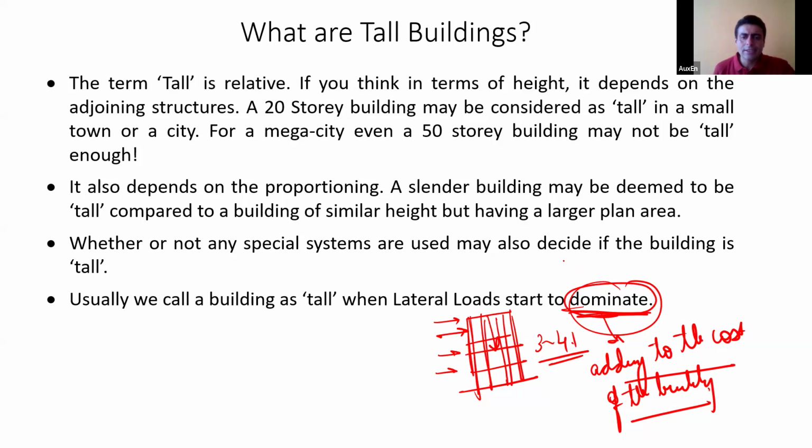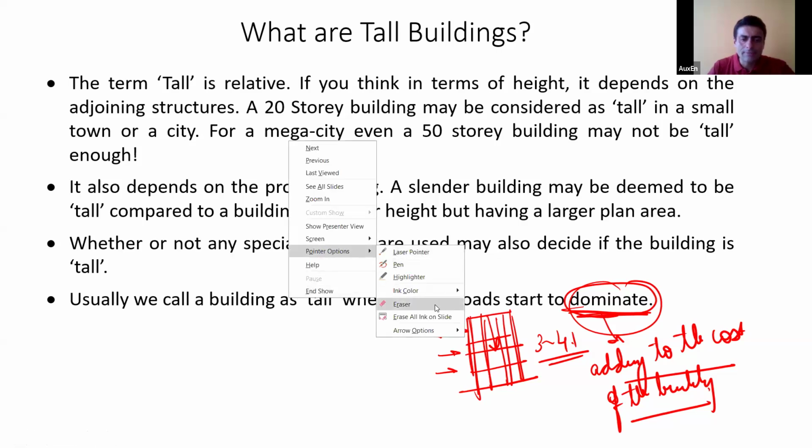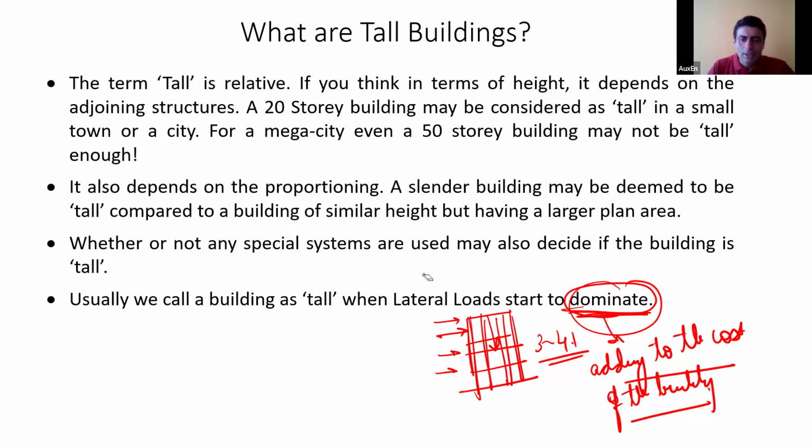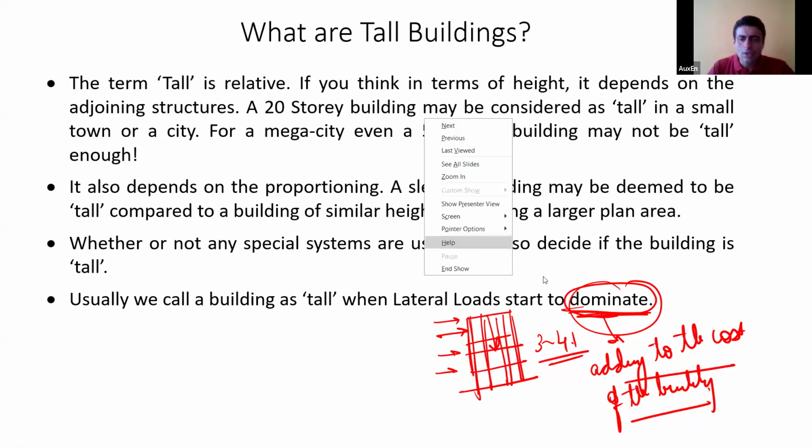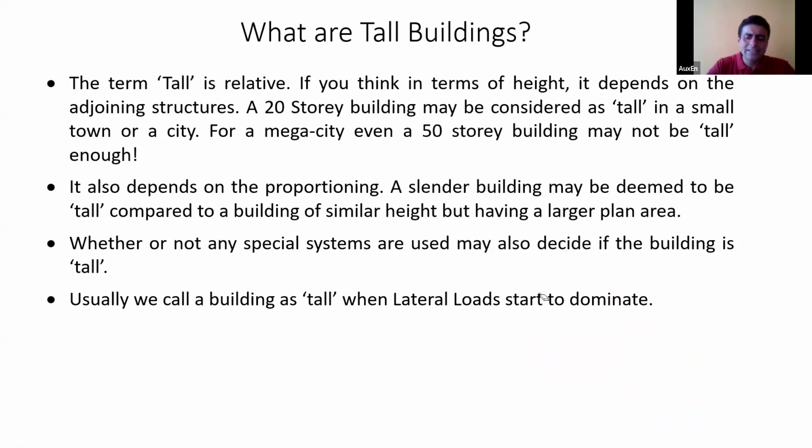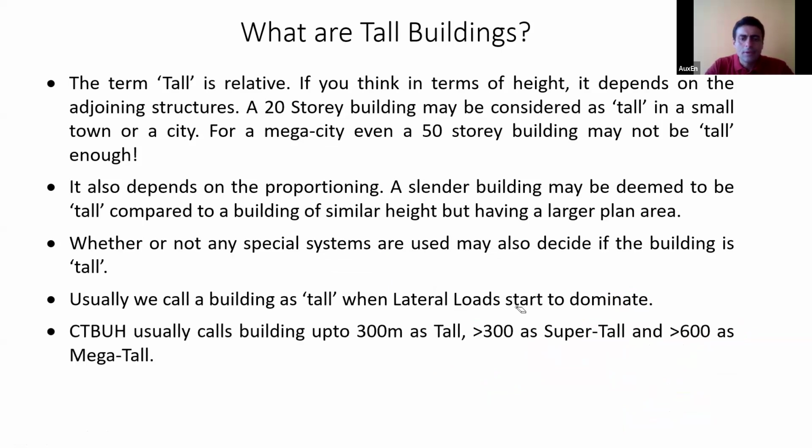Generally in G+10, as I just said, your height and the aspect ratio or the plan size may not be such that lateral loads are dominating the overall design. We will design for lateral loads. The lateral loads will add to the cost also, but it's not going to be a very steep cost that lateral loads will incur. Okay. So usually when lateral loads begin to dominate, lateral loads begin to affect your strength and serviceability design, then we usually call our building a tall building.